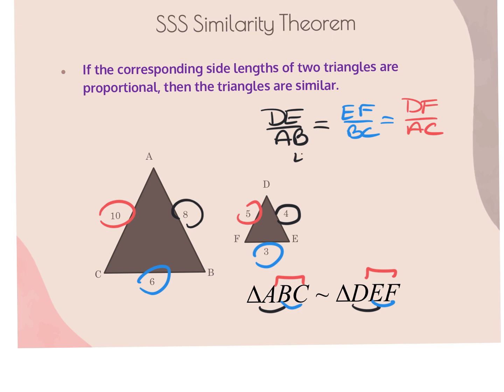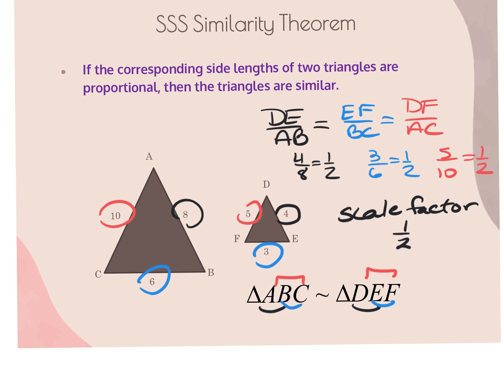So the DE was 4, AB was 8, simplifies 1 to 2. For the EF, it's 3, BC was 6, simplifies 1 to 2. So far, so good. As soon as I would find a ratio or a fraction that didn't simplify to the same thing, I would stop and say that they're not similar. So DF is 5, AC is 10. This one also simplifies to 1 to 2 or 1/2. My scale factor of changing the triangle from ABC to DEF is the 1/2 or the 1 to 2.